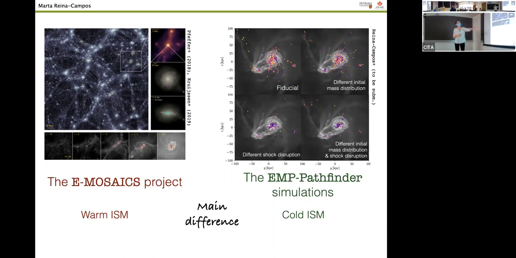So as I was saying, the main difference between these two projects is that in the EMOSEX project, we have a description for the interstellar medium that is basically a warm phase. Whereas in the EMP Pathfinder simulations, we have made an effort at trying to model the multi-phase nature of the ISM so that we have a description for the cold phase. I'm not going to talk about Pathfinder today, but if you're happy, I can answer any questions.